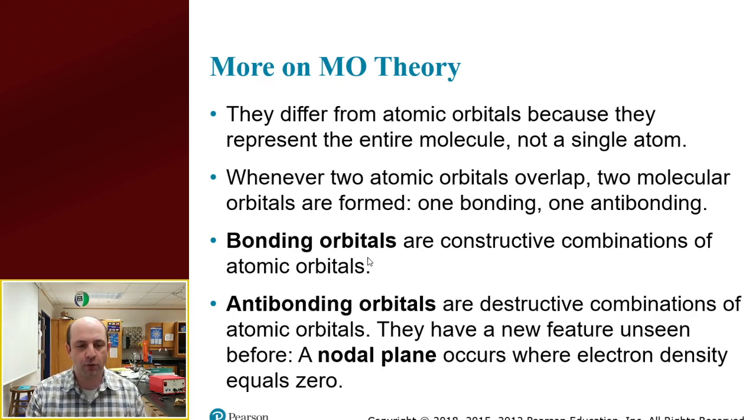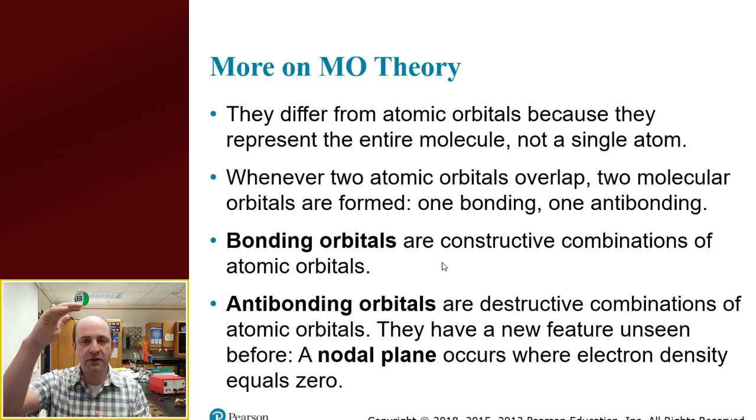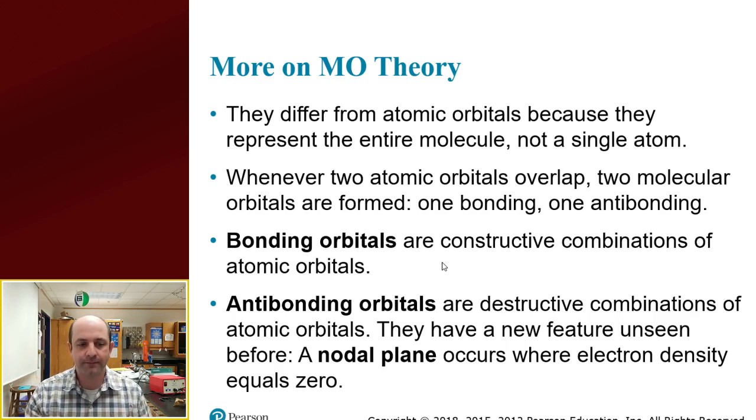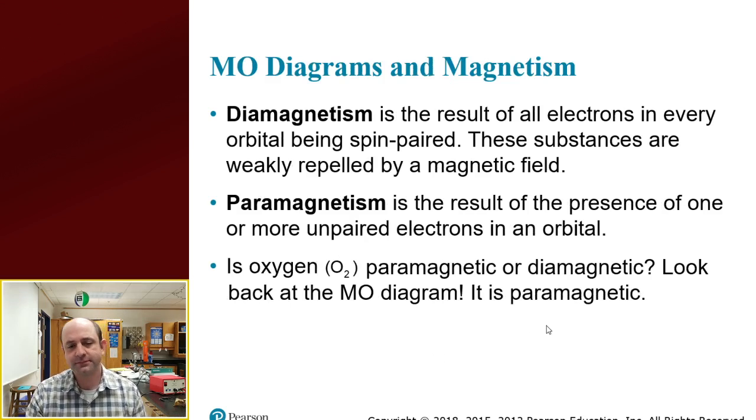Bonding orbitals are where it's constructive, right? If these are waves, think about physics class, if the 2 waves line up, they build together and give you a bigger wave. That's the bonding. If they're opposite, if one is wave up at the same time the other one's wave down, they cancel out and say, nope, no bonding there, it just doesn't happen. And we're not going to worry about nodal planes there.